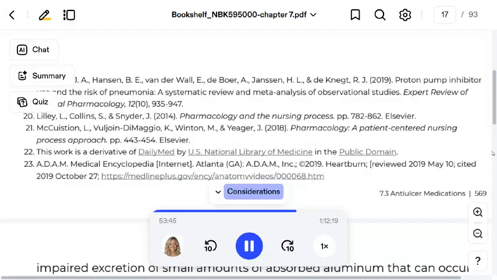Nursing considerations: metoclopramide can be administered orally, intramuscularly, and intravenously. The onset of pharmacological action of metoclopramide is 1 to 3 minutes following an intravenous dose, 10 to 15 minutes following intramuscular administration, and 30 to 60 minutes following an oral dose. Pharmacological effects persist for 1 to 2 hours.